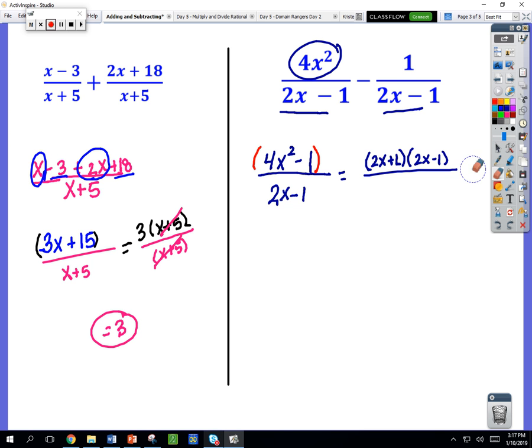I meant to do that in red. And then this bottom part doesn't factor. That won't always be the case. Sometimes it can factor, but in this case it doesn't. And so now I'm going to cancel what I can. And I can cancel 2x plus 1 over 2x plus 1. So my final answer is left with 2x minus 1.